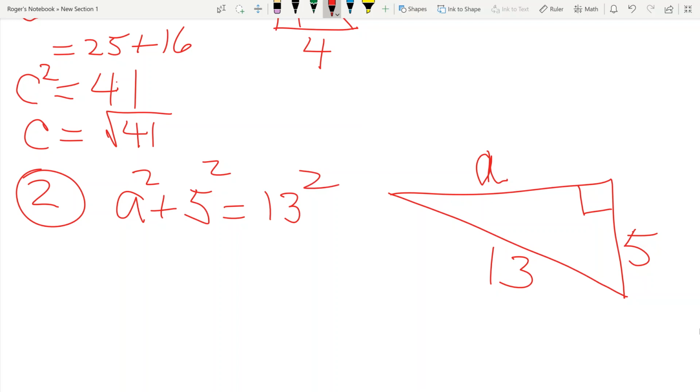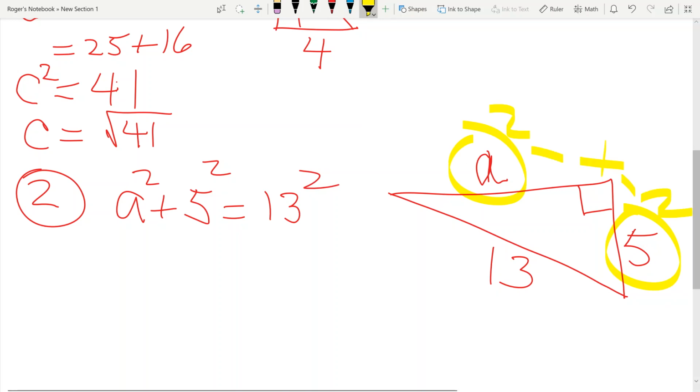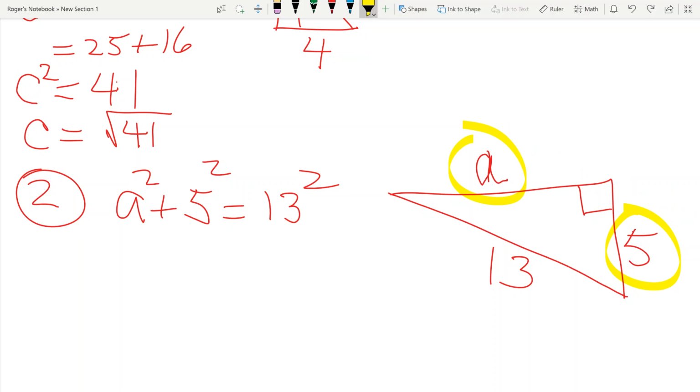So the sum of the squares of the two legs, here are my two legs, this one and this one. You square these guys and then add them together, and that's equal to the square of 13. So A squared plus B squared equals C squared. So can we find A squared? Yes, we can. A squared is going to be equal to 13 squared minus 5 squared.